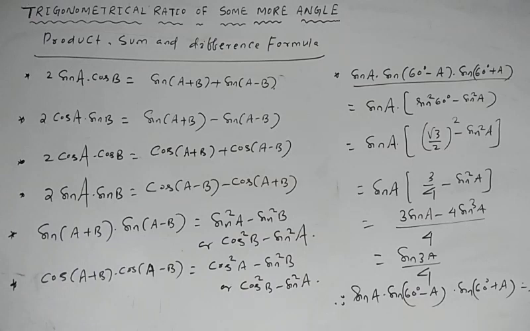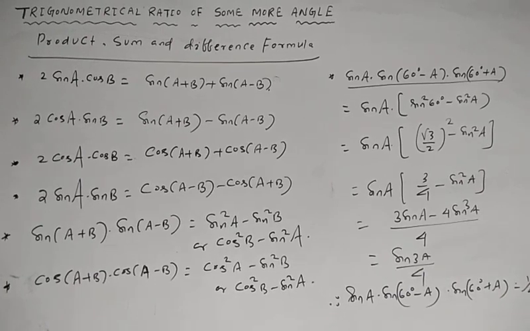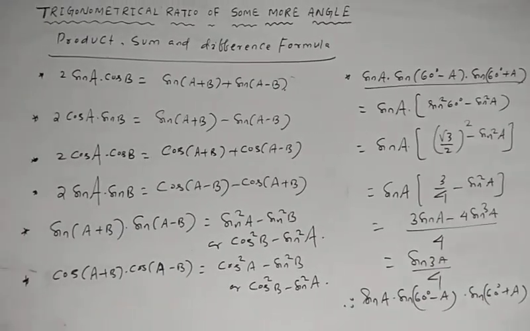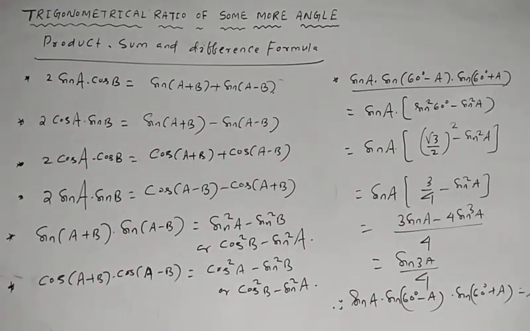Okay. This is an important formula also. So sin A into sin 60 degree minus A into sin 60 degree plus A is equal to 1 by 4 sin 3A. Okay. Next we go to another formula, that is cos A into cos 60 minus A into cos 60 plus A. We will get another formula. This is also 1 by 4 into cos 3A.